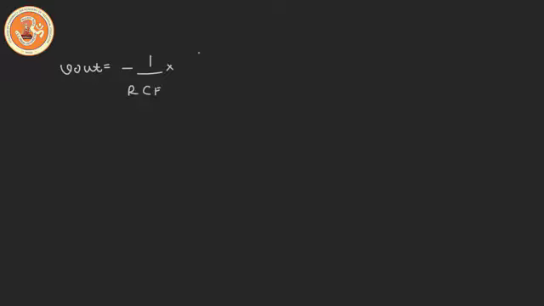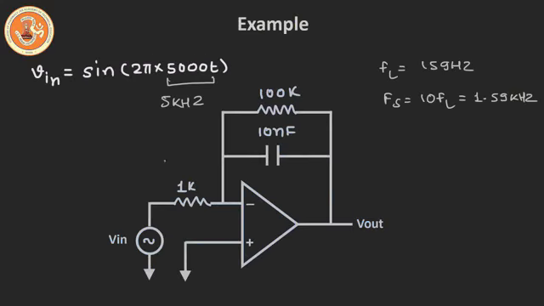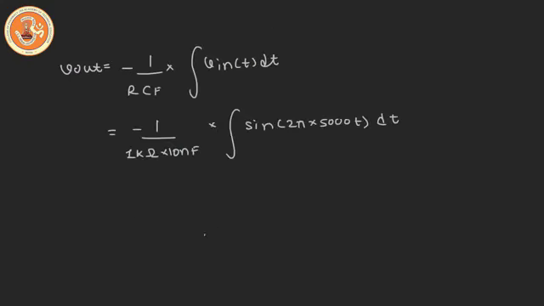Now if you put all these values and integrate this signal, then you will get 10 to the power 5 divided by 2 pi times 5000, multiplied by cos 2 pi 5000 t. If you simplify it, then you will get 3.18 cos 2 pi 5000 t. This will be the output voltage VOUT after the integration. As you can see here, the amplitude of the output voltage depends upon the value of R, CF, and input signal frequency. Now let's see one more example based on this integrator circuit.